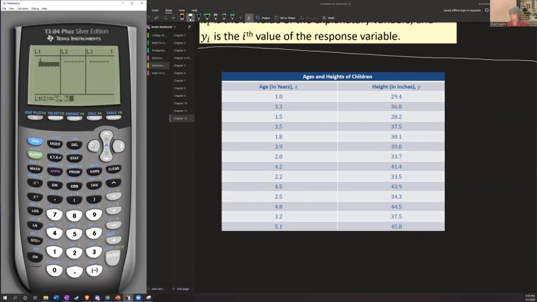1.0, 3.3, 1.5, 3.5, 1.8, 3.9, 2.0, 4.2, 2.2, 4.5, 2.5, 4.8, 3.2, and 5.1. Let's just double check. 1, 2, 3, 4, 5, 6, 7, 8, 9, 10, 11, 12, 13, 14. All right, good. And then here, those corresponding values for each of those given inputs there.